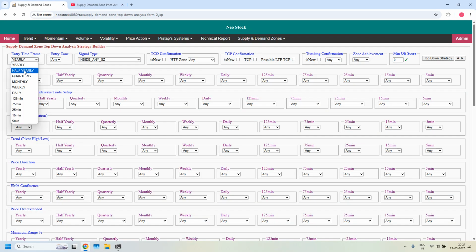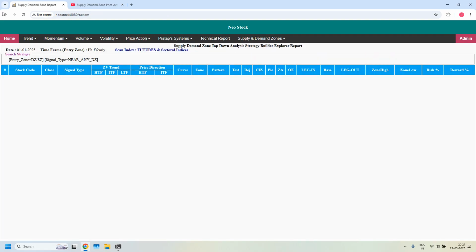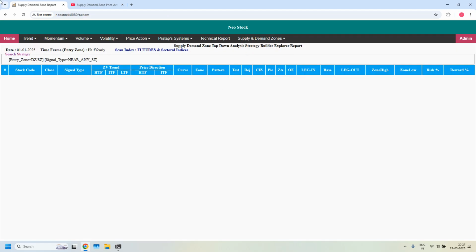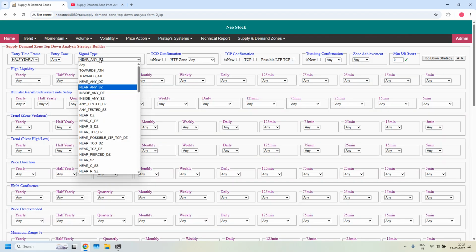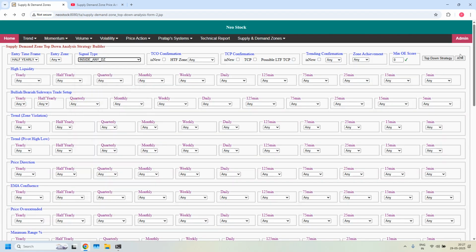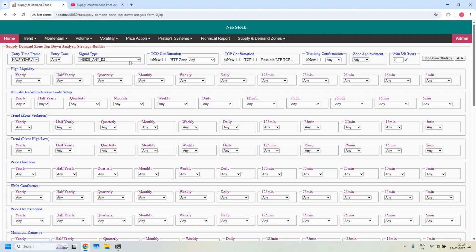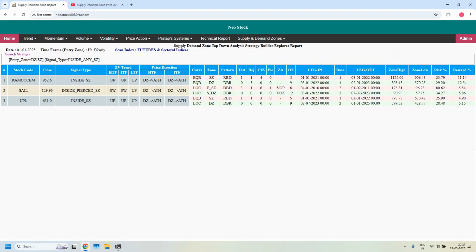Next, half yearly time frame. Stocks near half yearly demand zone, no stocks. Stocks near half yearly supply zone, no stocks. Price closed inside the half yearly demand zone, we got 2 stocks. Next, price closed inside the half yearly supply zone, we got 3 stocks.